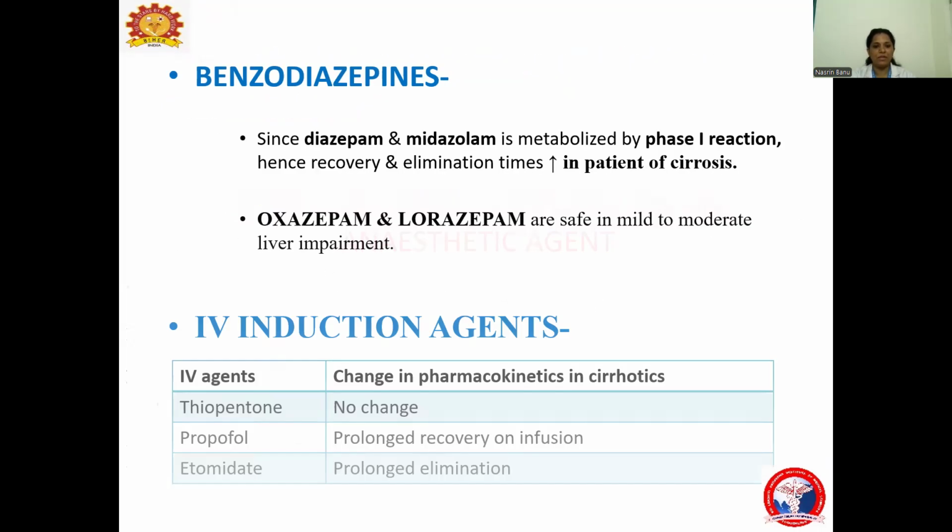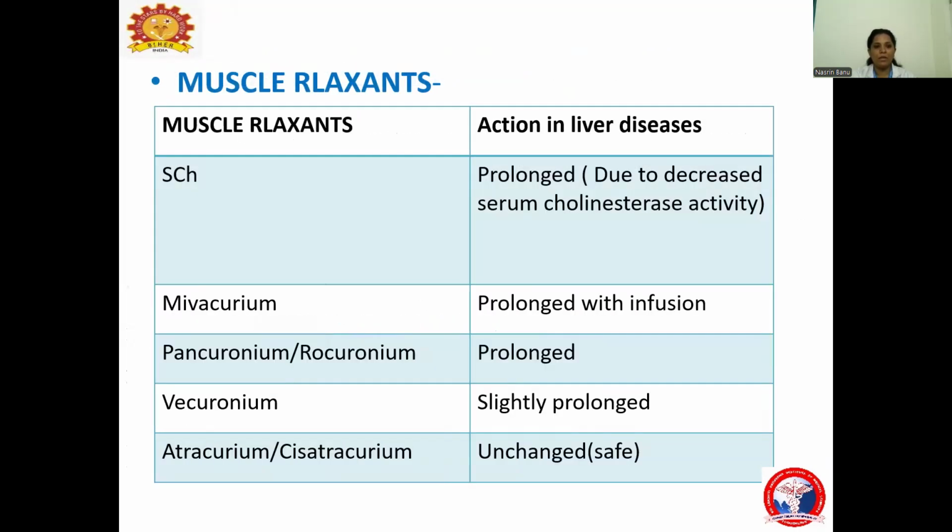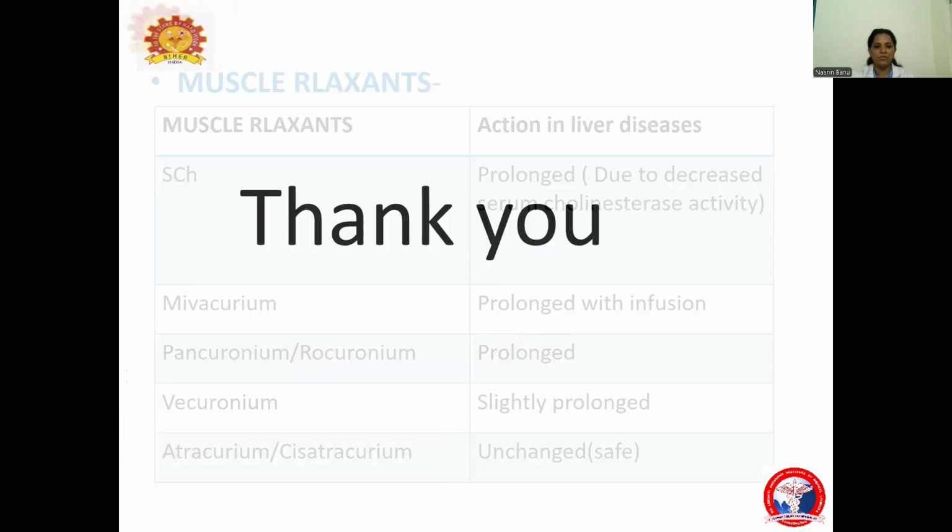Effects of hepatic dysfunction on anesthetic agents. If you see benzodiazepines, since diazepam and midazolam are metabolized by phase 1 reactions, the recovery and elimination time increases in patients with cirrhosis. IV induction agents: thiopental has no change, whereas with propofol and etomidate there will be prolonged elimination. Muscle relaxants: succinylcholine is prolonged. Mivacurium, pancuronium, and vecuronium are prolonged, whereas atracurium is unchanged. So it is the safest to use.